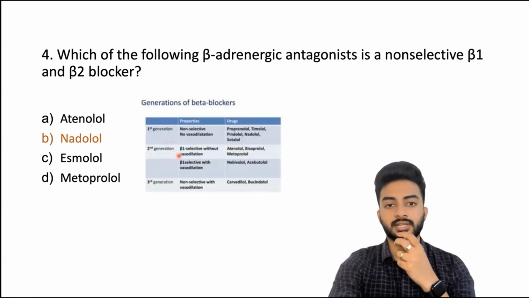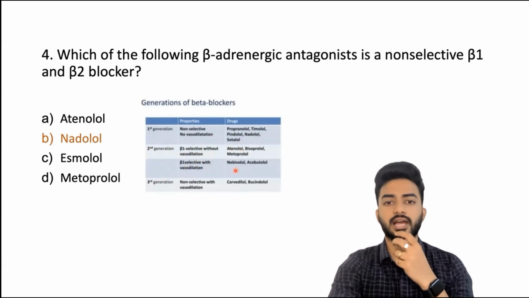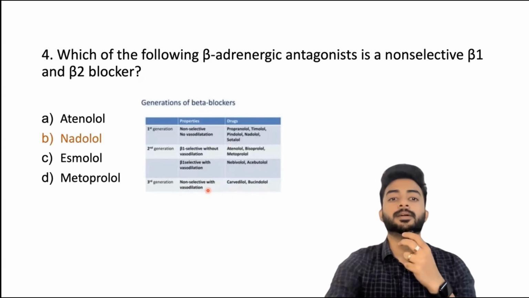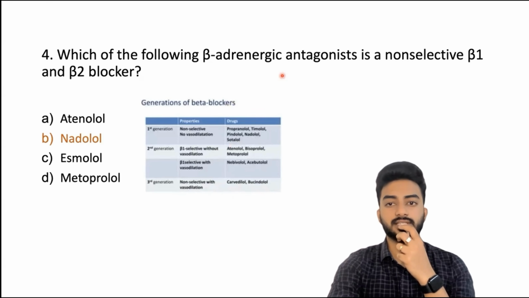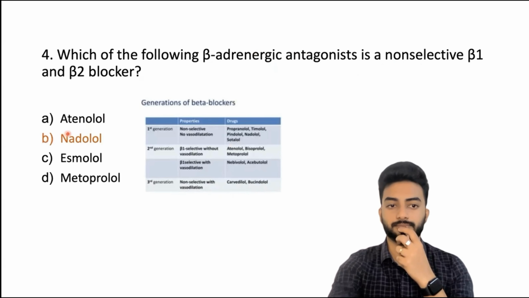So second generation is beta 1 selective with vasodilation and without vasodilation. With vasodilation, we have nebivolol and acebutolol, whereas without vasodilation, we have atenolol, bisoprolol, and metoprolol. And third generation, which is non-selective with vasodilation, we have carvedilol and bucindolol. So the answer for this question, which of the following is a non-selective beta blocker, is nadolol.